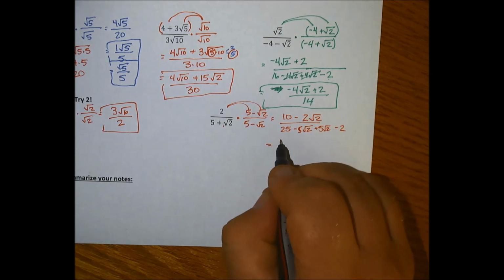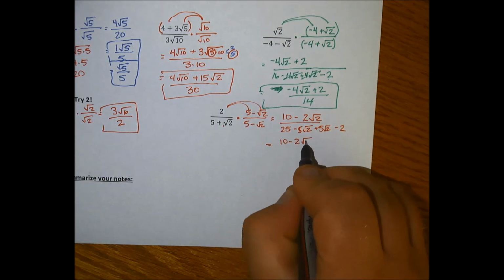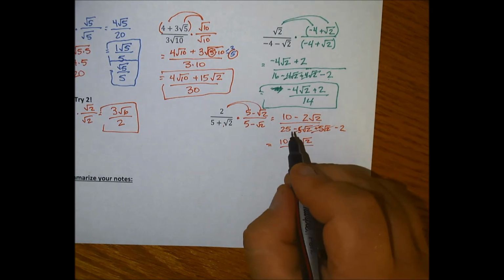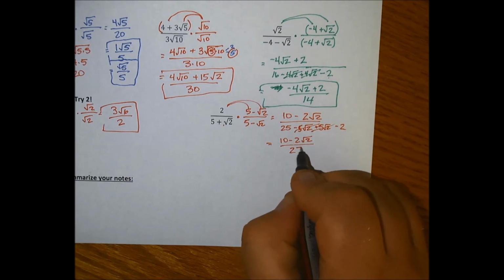So that's going to give us 10 minus 2 root 2. Those cancel like they should. And I'm just left with 25 minus 2, which is 23.